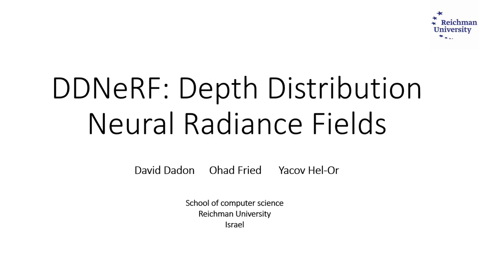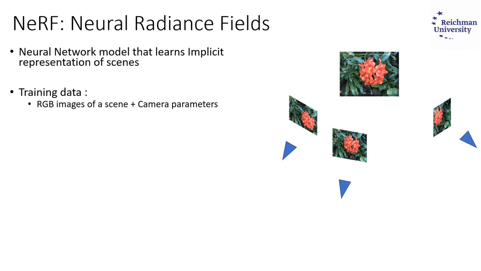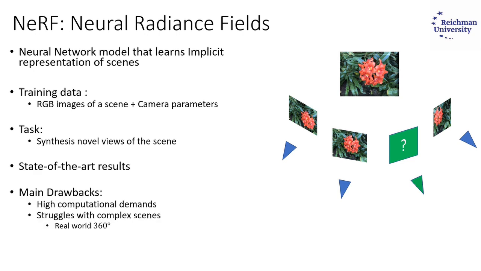Hello. In this video, I will introduce a general extension for NeRF models, DDNeRF, Depth Distribution Neural Radiance Fields. NeRF is a neural network model that learns the implicit representation of the radiance field of scenes. The training data is a collection of RGB images together with their camera parameters, and the task is to synthesize a novel view of the scene.